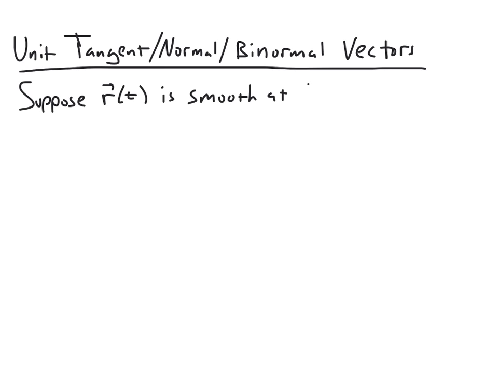At some particular value t0. So quickly, let's remember what we mean by smooth. What we mean here is that r prime is continuous at t naught, and that r prime of t naught is not equal to 0. So at this particular time t naught, the derivative of this vector function is continuous and non-zero.